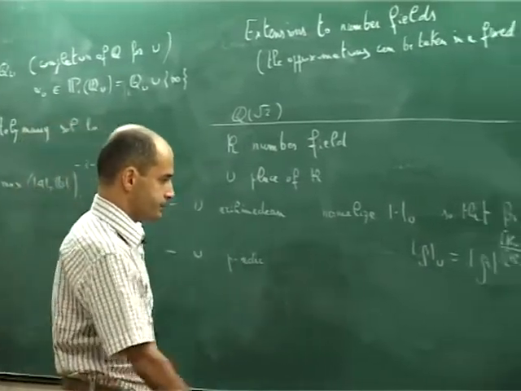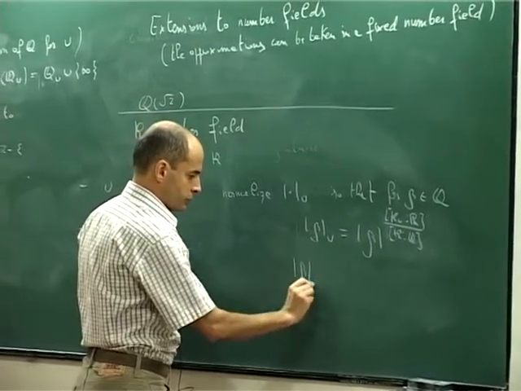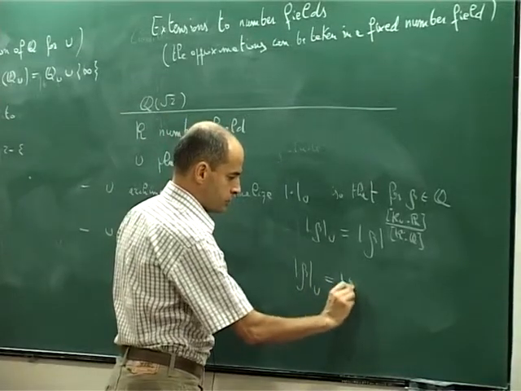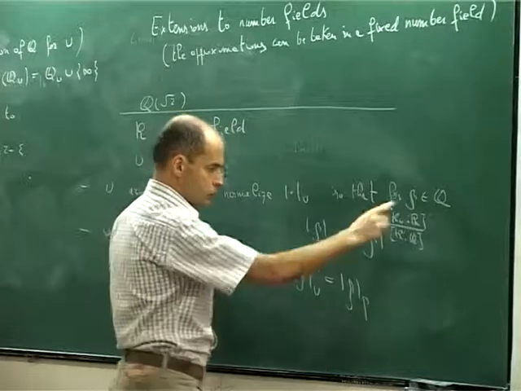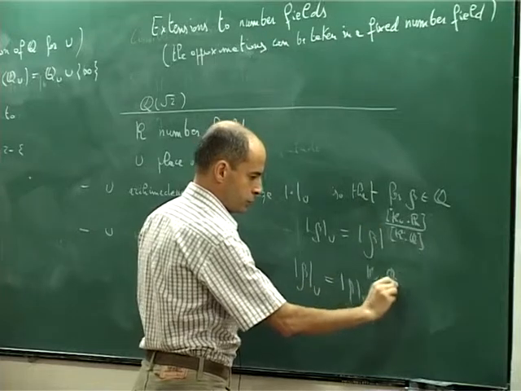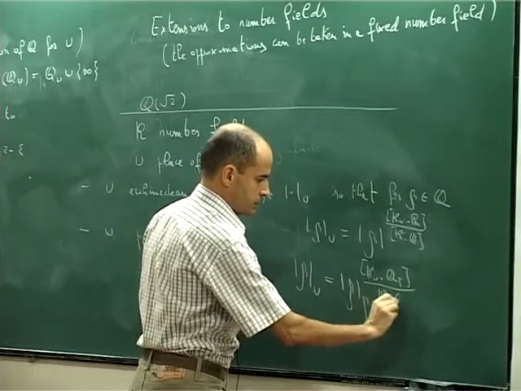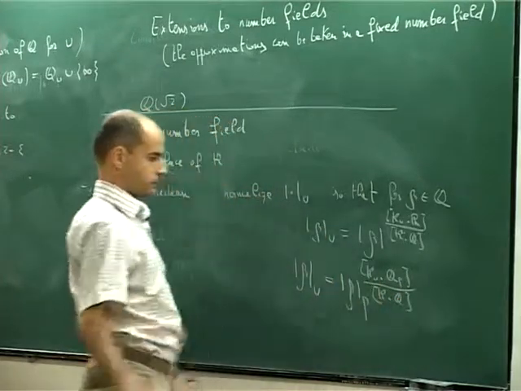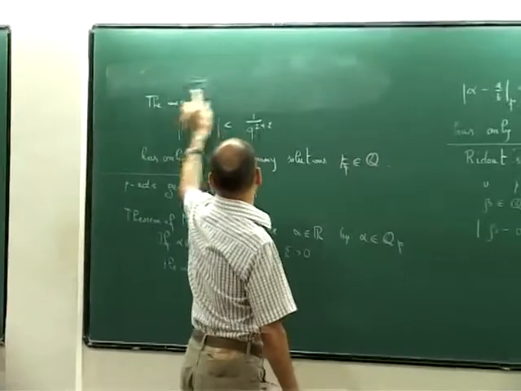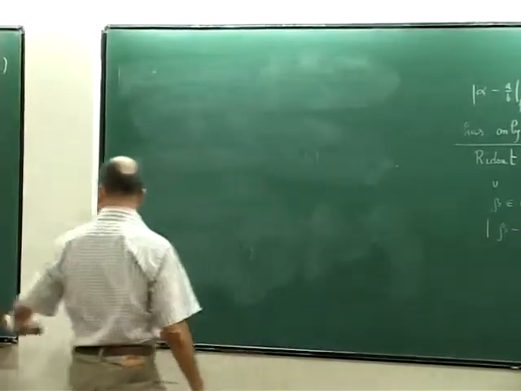And in the p-adic case, we want that for beta in Q, the nu-adic absolute value of beta is the usual p-adic absolute value to the power of [k_nu : Q_p] over [k : Q]. With this normalization, the product formula holds.